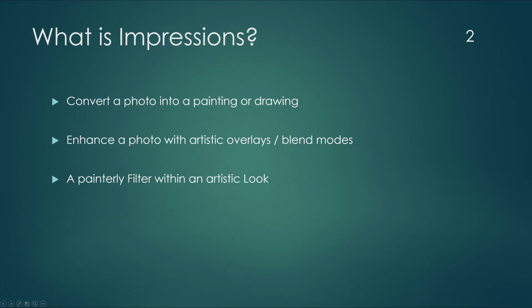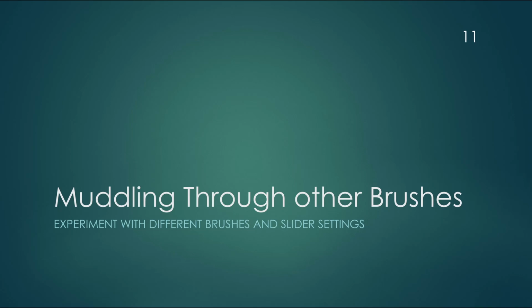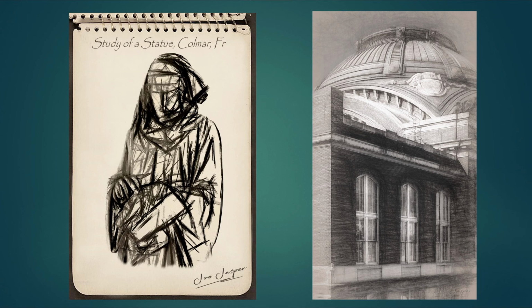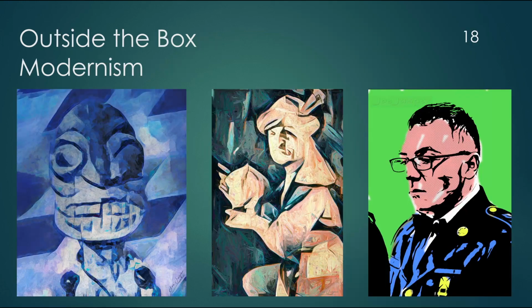In review, we talked about what is Topaz Impressions. We demonstrated paintings, and we went through every brush in the book and their modification. I talked about optimizing an image both before and after impressions. We went over sketches and demonstrated the range of them. Also talked about charcoal, chalk, and pastels. And then I said, let's think outside the box with modernism, and came up with this one in demonstration.